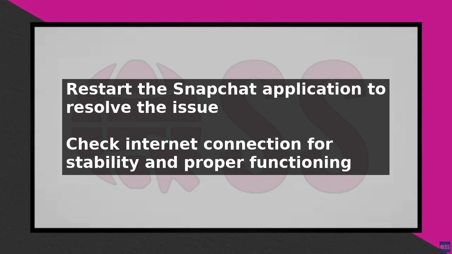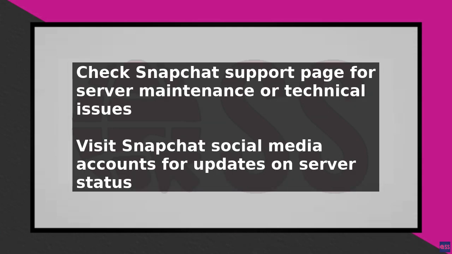First, try restarting the Snapchat application. Sometimes, a simple restart can resolve the issue. If the problem persists, check your internet connection to ensure it is stable and working properly. A slow or unreliable internet connection can cause the SS06 error.